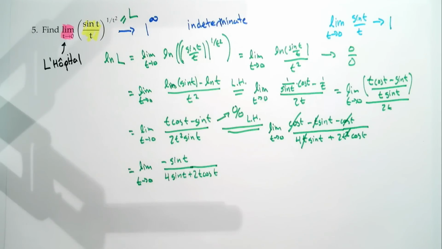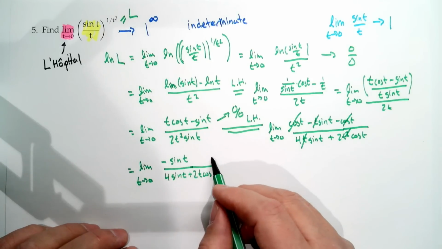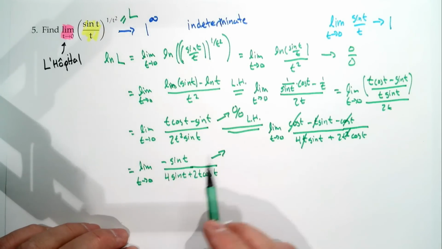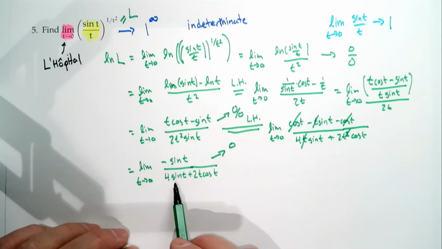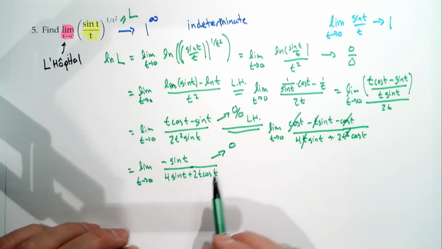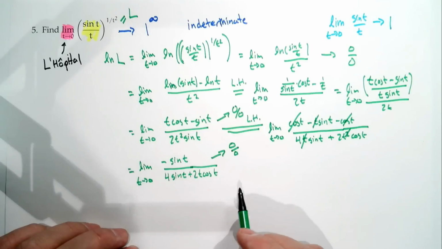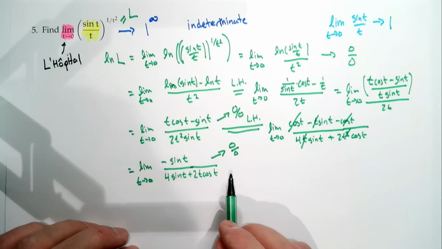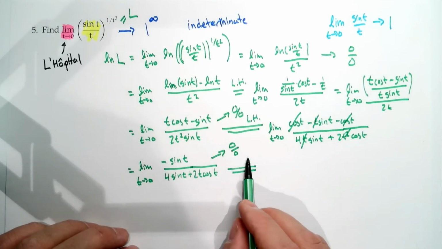All right. Well, let's see what happens. What does this go to? Well, the numerator, sine of 0 is 0. Downstairs, sine of 0 is 0, and 2t cosine t at 0 is also 0, so it's 0 over 0. So what do we do? Well, we do it again.